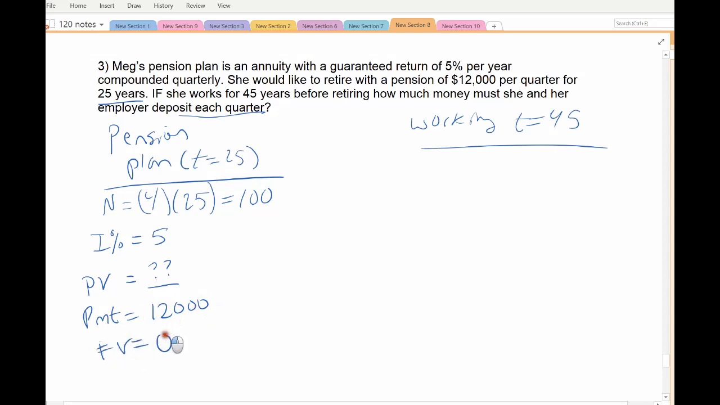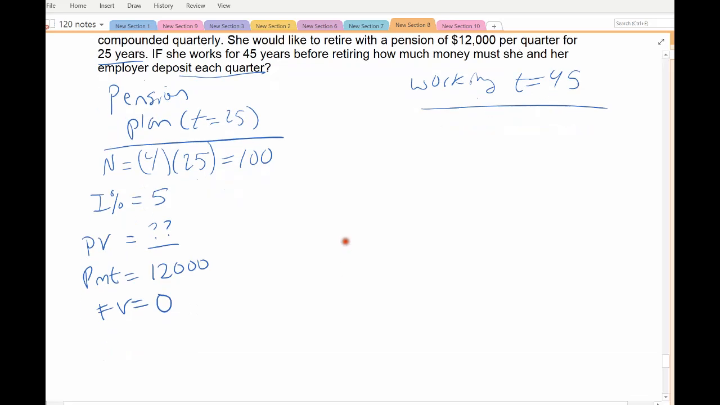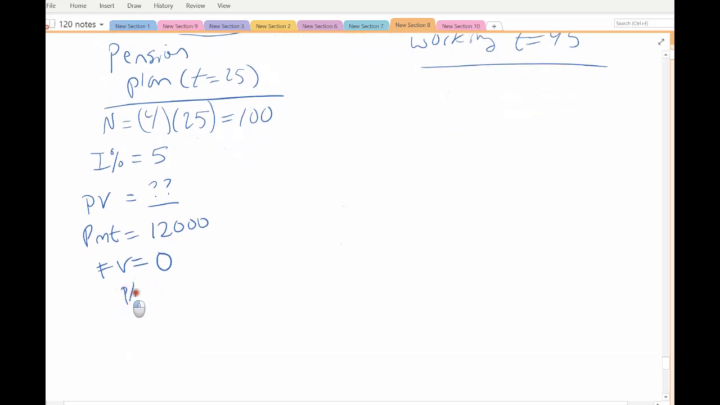The future value is 0 because once the 25 years are up, that's the plan, is to last for 25 years. At the end of 25 years, if she lives that long, there'll be nothing left in her pension. Her pension will be exhausted. Alright, so we're looking for how much does she have to have in her pension so that she can get payouts of $12,000 every quarter for 25 years. At the end of 25 years, there would be nothing left in the pension. Alright, so our payment period and our compounding period are both 4, right, because it's quarterly. And so we solve for this.